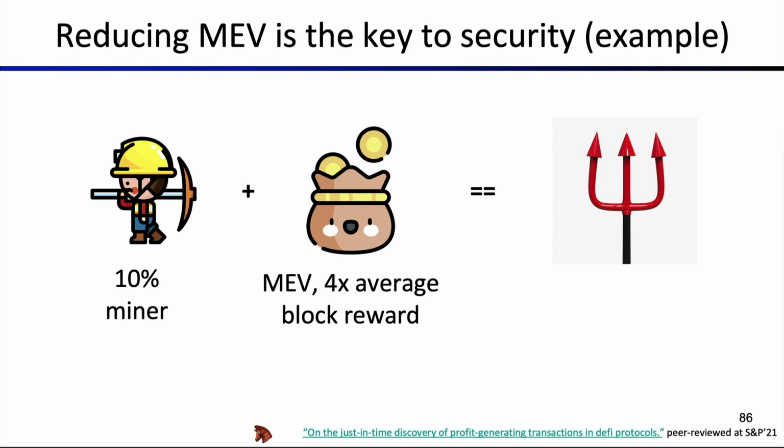So what would be the optimal strategy for a miner to perform mining in the presence of a miner extractable value reward? We have done this quantitatively, which you can see in this particular paper. Just to give you an example: given a 10% hash rate miner, which is a big miner, but not the biggest, if there's an MEV opportunity that's 4x the average block reward, then this 10% hash rate miner will be incentivized to fork the chain.